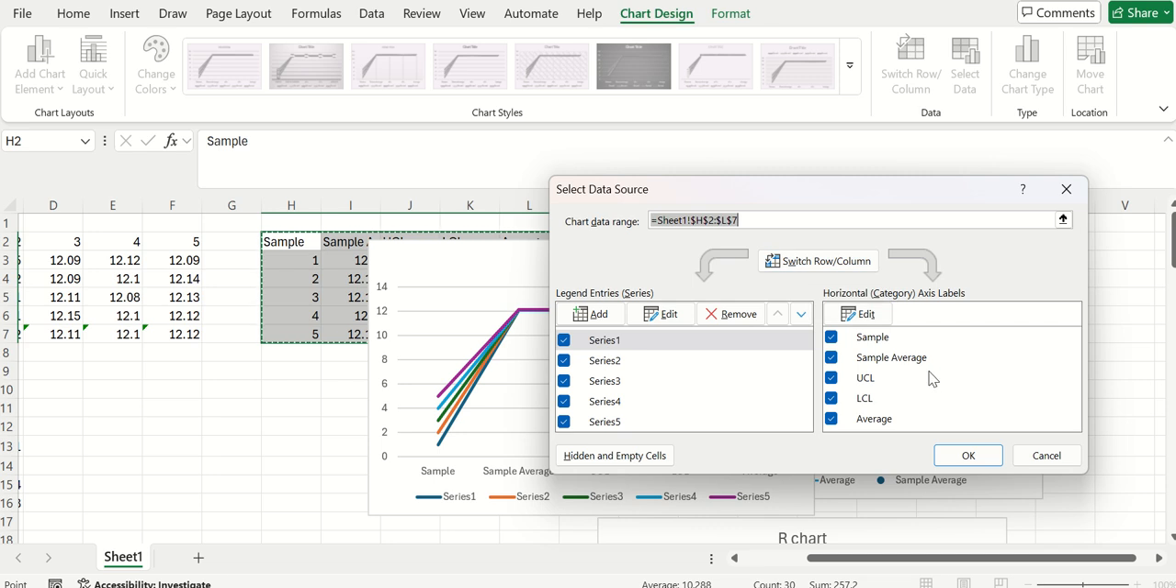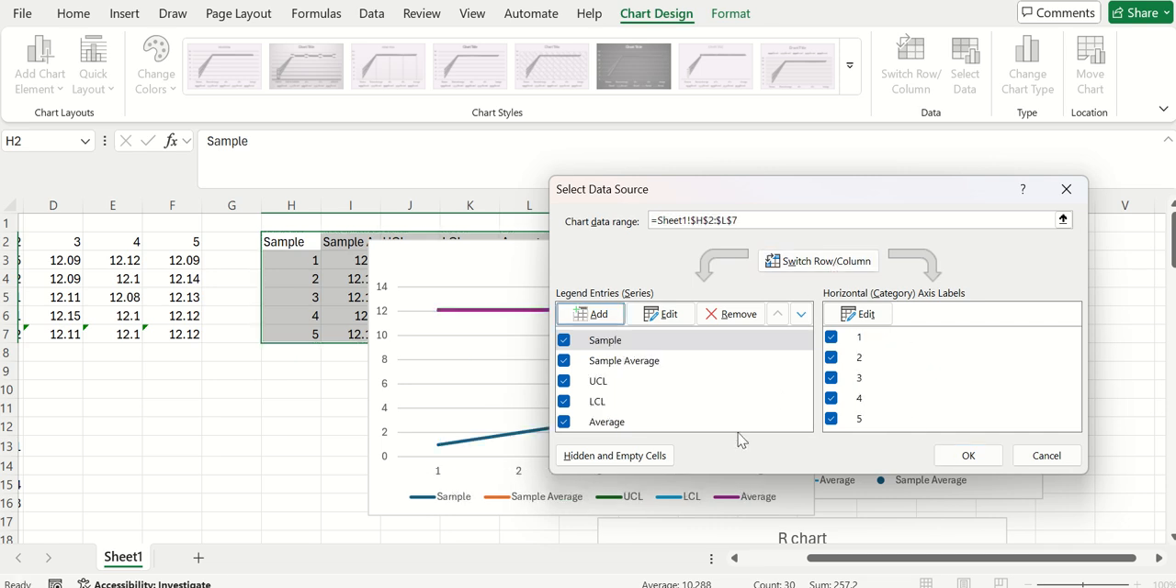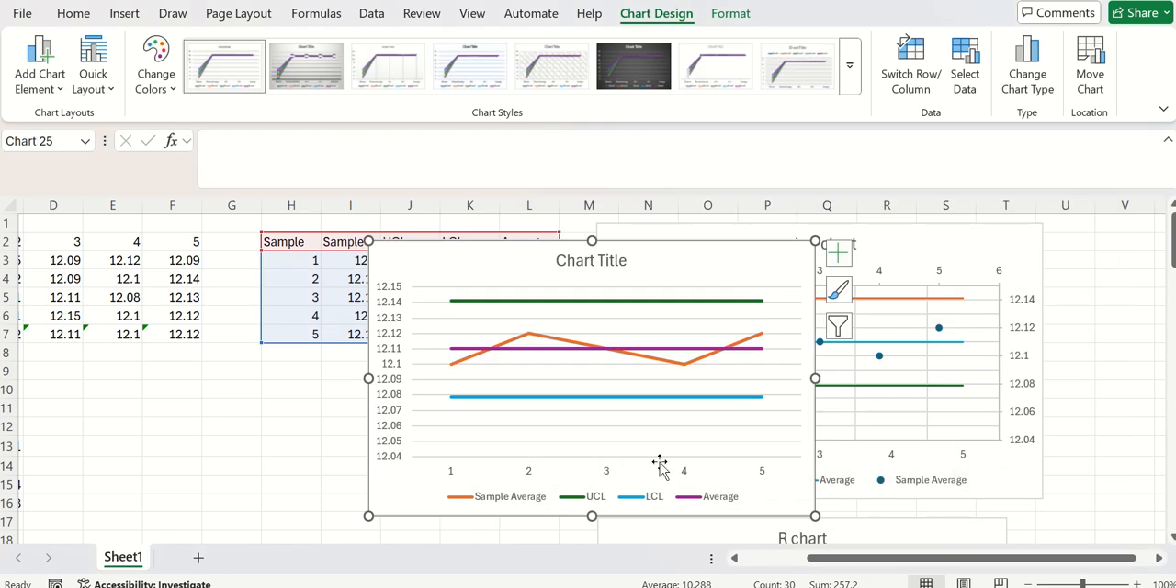Excel puts this in there for you automatically. Yours may already be over here on the left, so you may not have to do this step. But what I want is to have on this side the average, sample average, UCL, and LCL. Sample is nothing more than the number of the sample, so that's not important, so I'm going to left click it so it goes away. Okay, I'm going to click OK at this point.